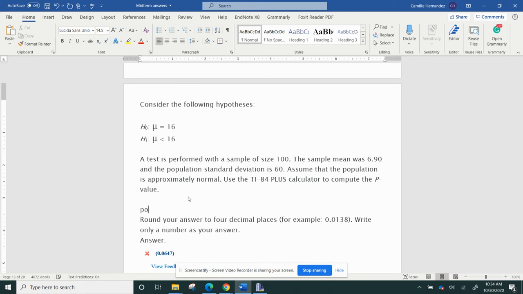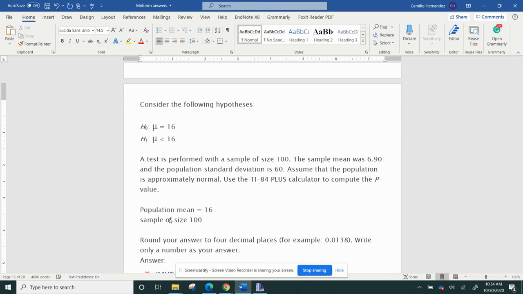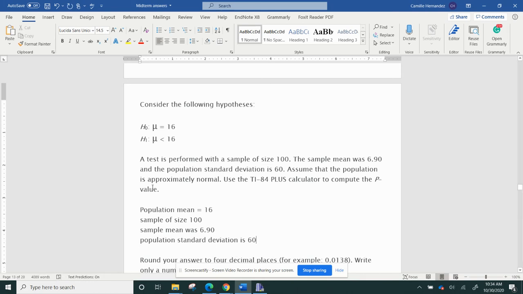Okay, so again, I've got to get my population mean, which is 16. And I'm going to just copy from here. My sample size is 100. My sample mean is 6.9. And why do I do this? It helps me so when I go put it in the calculator, I know where everything is, and it does tell me a really important piece of information. So I'm going to do this, and it's approximately normal.